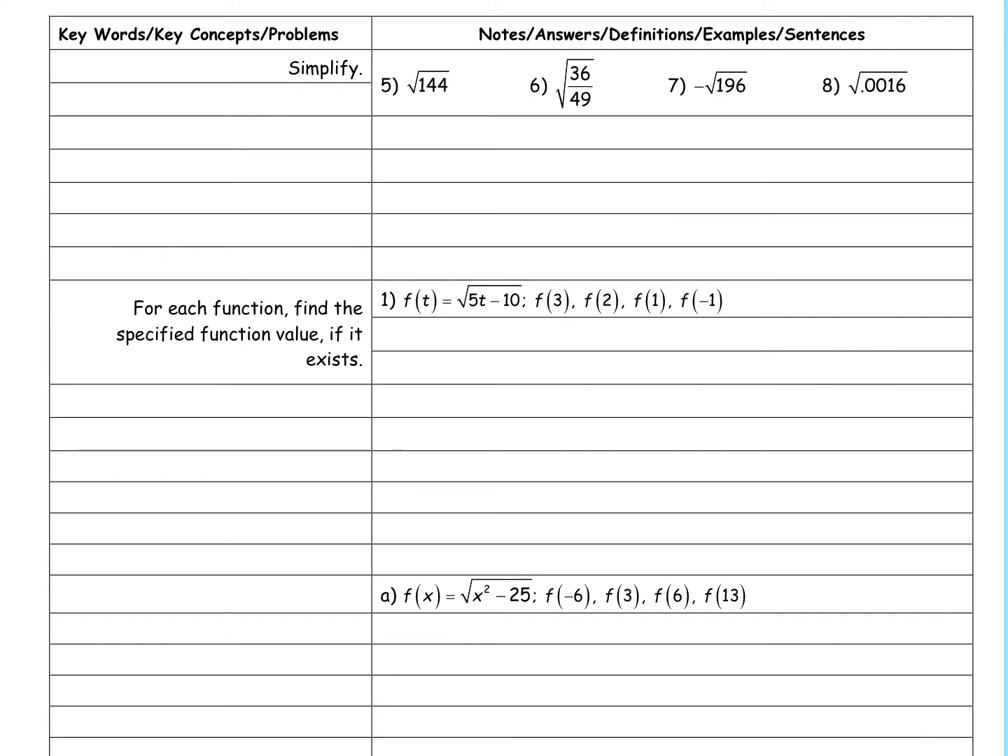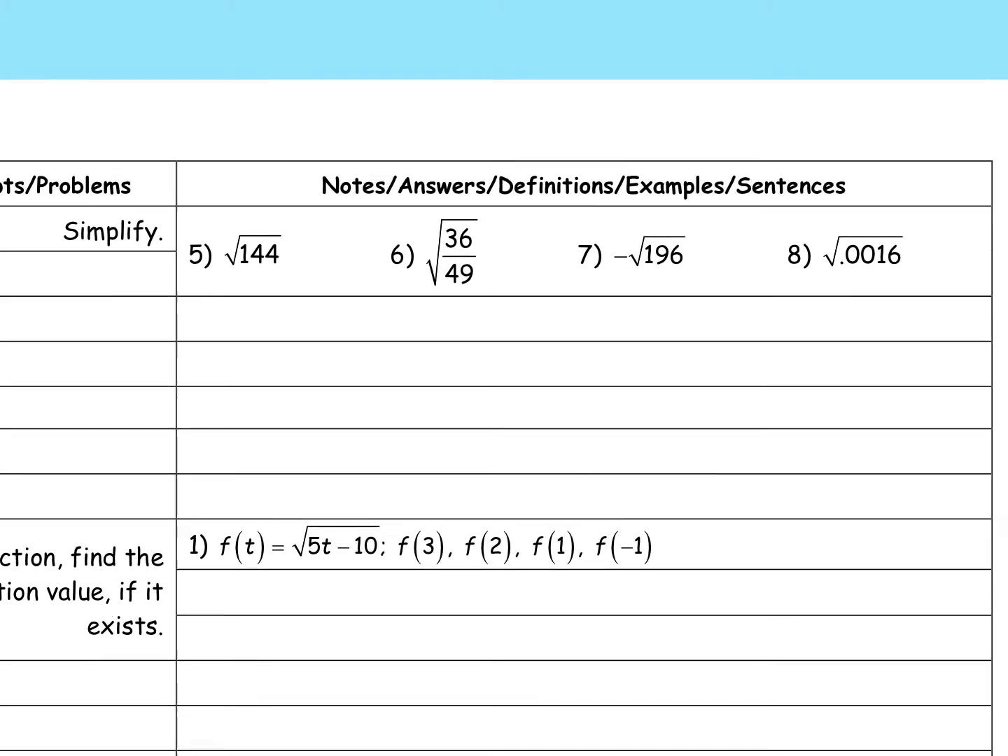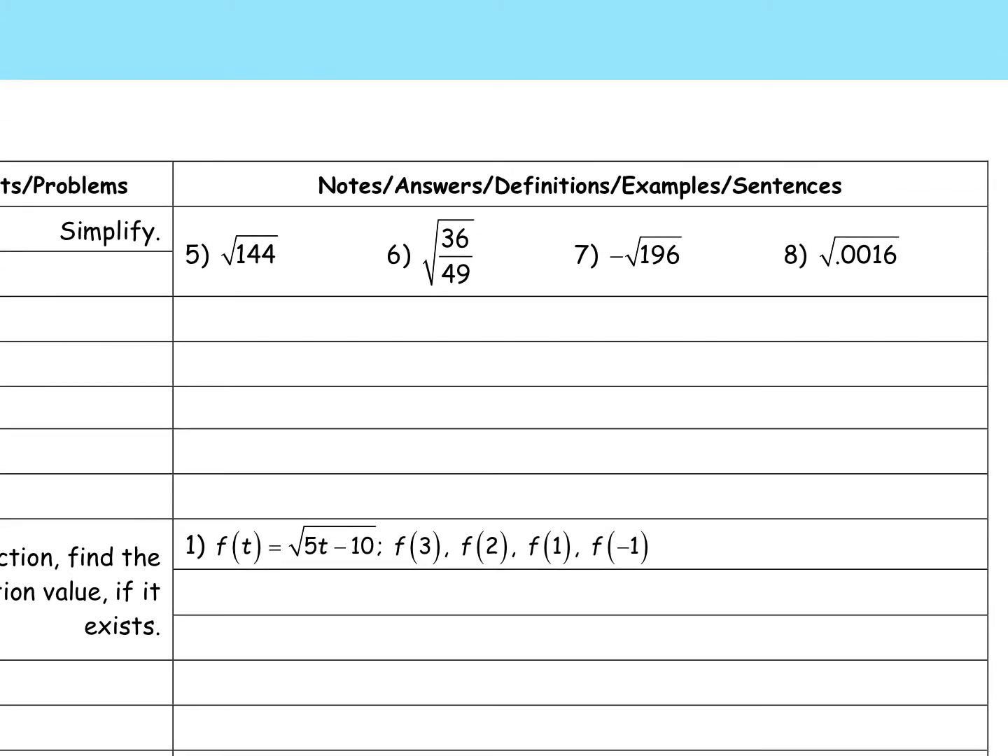Okay, now it's your turn. Yep. So I don't know why they don't have letters at the top. Probably. So the square root of 144 is 12. And the square root of 36 over 49 is 6/7. And this is negative 14. And this is 0.04. I think that's what that last one is.